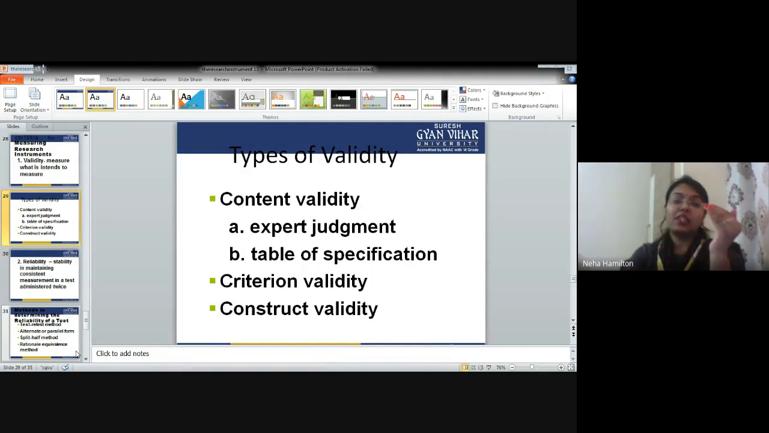Now the types of validity are content validity, criteria validity, and construct validity. We have three levels of validity. When you talk about content validity, it is about expert judgment and table of specification. When you talk about criteria validity, it depends on the type of criteria you have and whether this research instrument is valid or not. Next is construct validity. Construct validity means whether the questionnaire is constructed nicely or not.